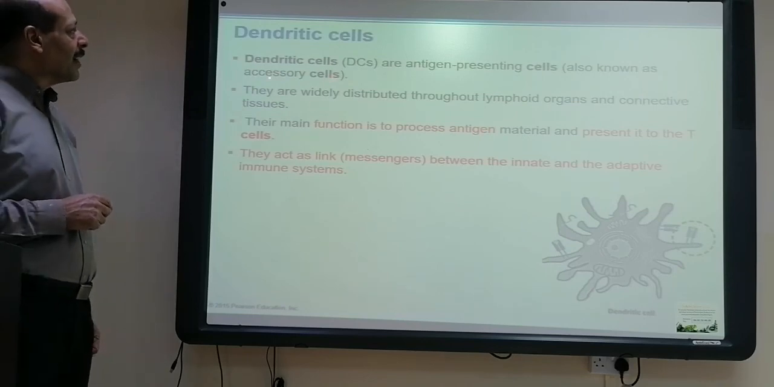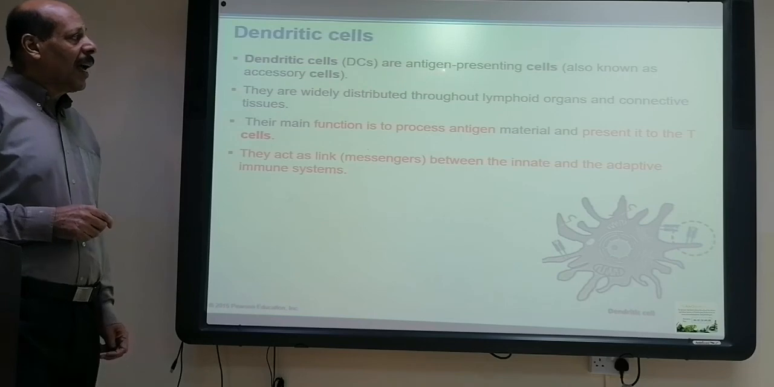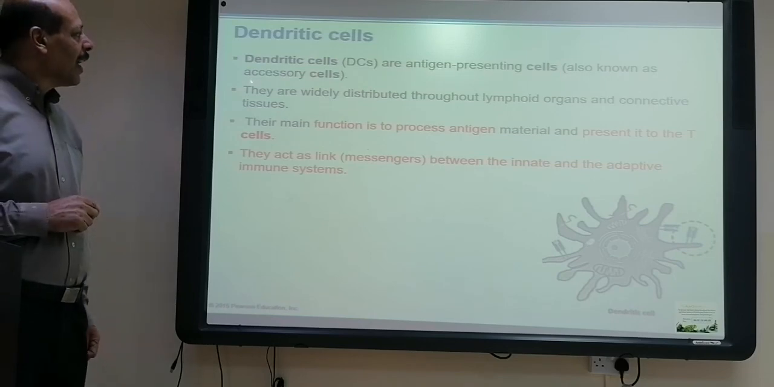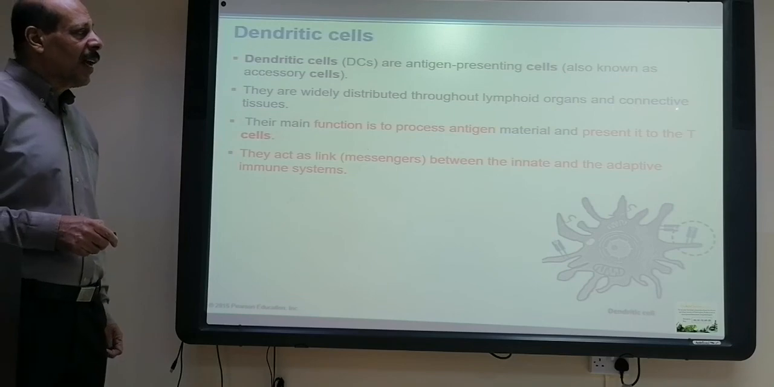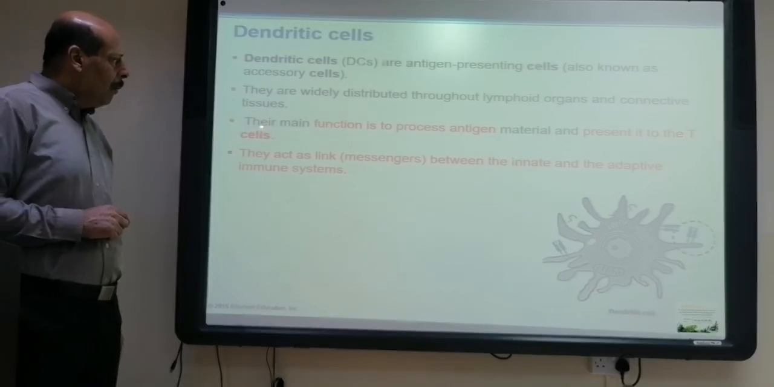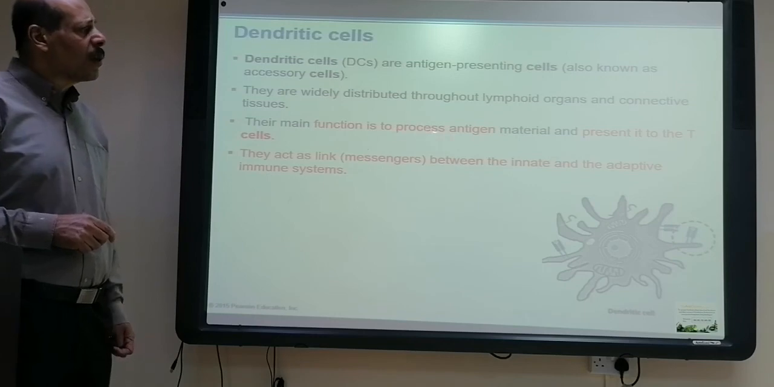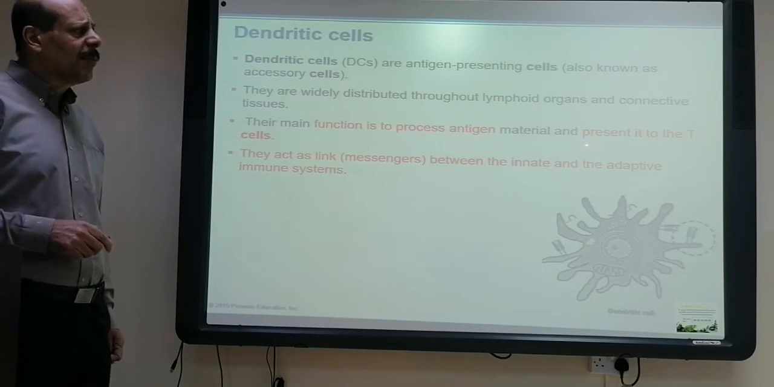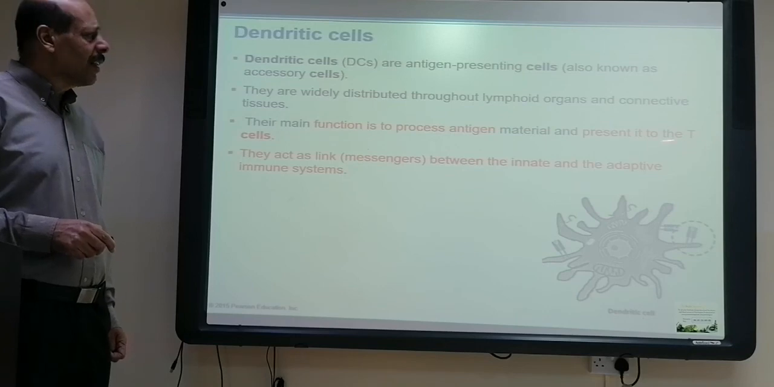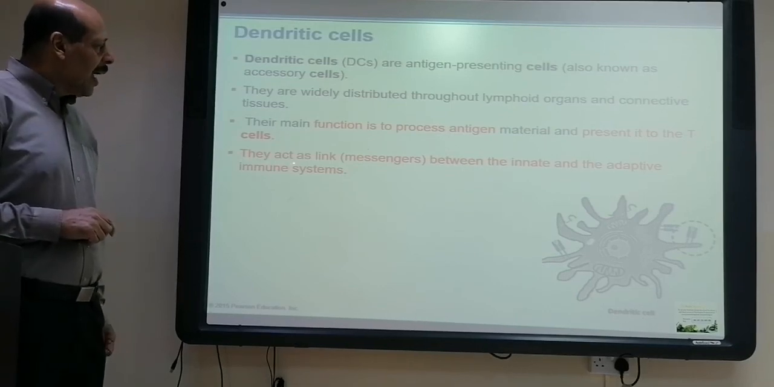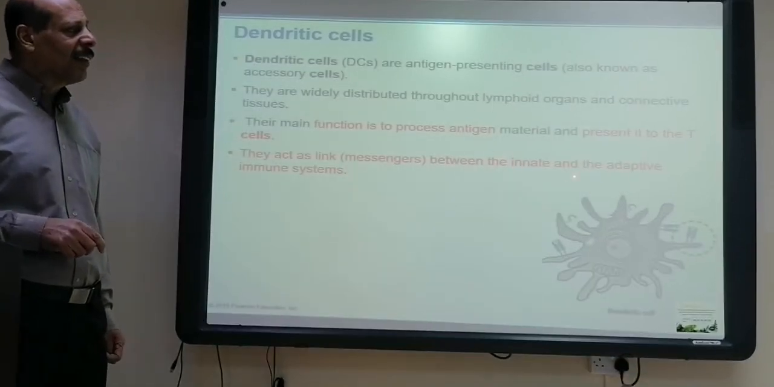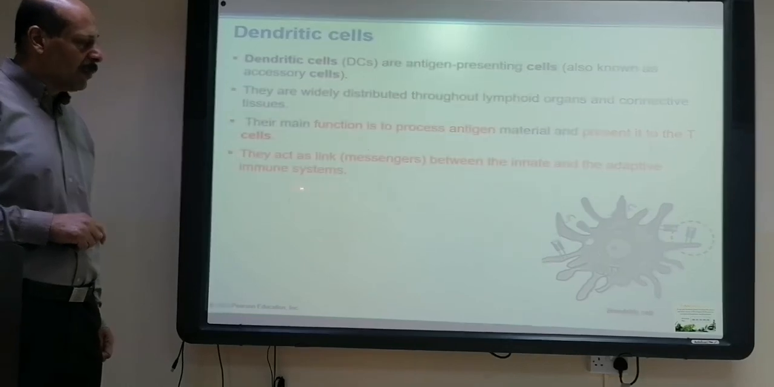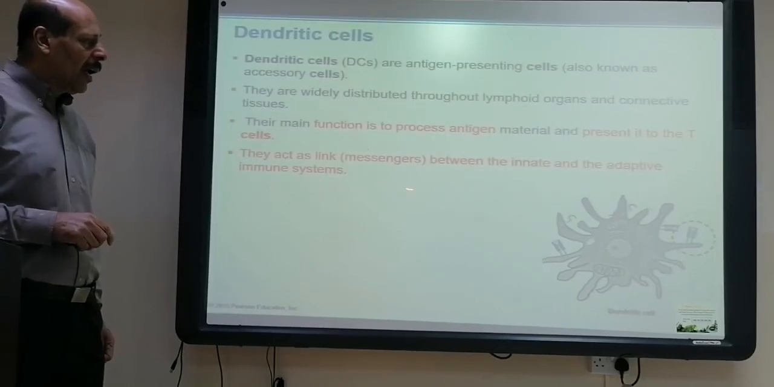Dendritic cells are antigen presenting cells, also known as accessory cells. They are widely distributed throughout the lymph organs and connective tissue. Their main function is to process antigen material and present it to the T cells. They act as messengers linking the innate and the adaptive immune system. So they are acting in between them.